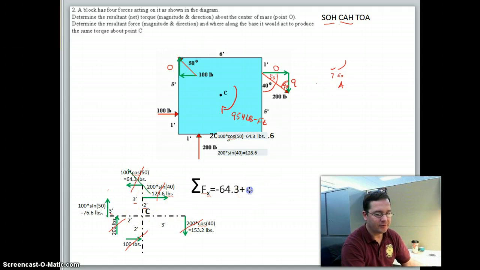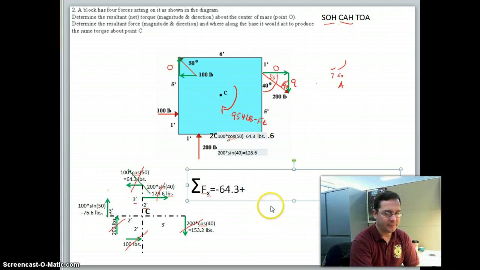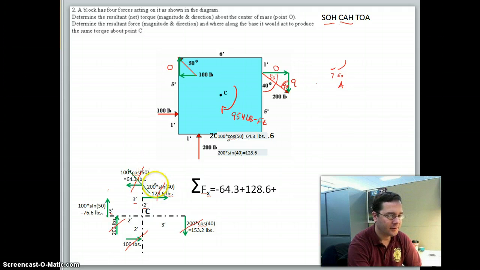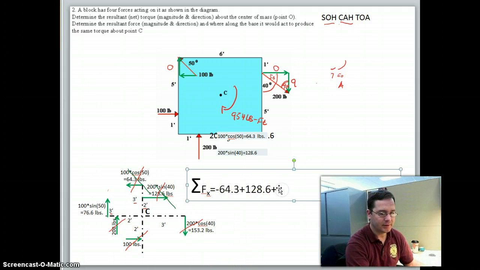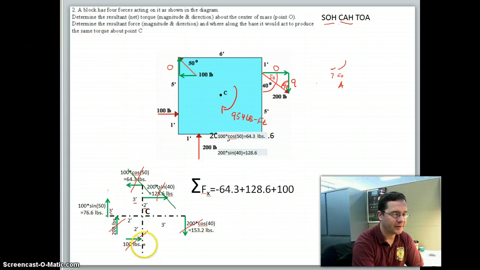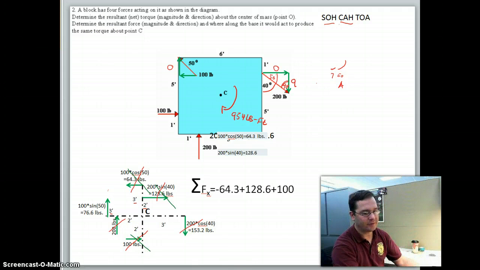And let's look at this one to the right. This one to the right here is 128 pounds, and you'll notice that it is positive because it's to the right. Okay, so we'll mark that one off. And this vector over here, this downward vector, doesn't have any horizontal components, so we'll ignore it. This vector here is 100 pounds to the right. And again, it's a positive number because it's to the right, so let's mark that one off. That is all of the horizontal components of these vectors.